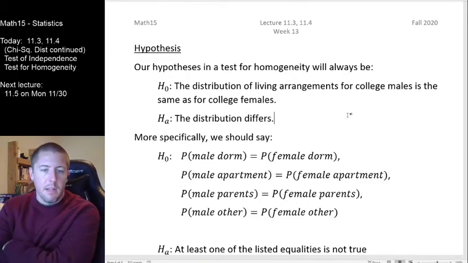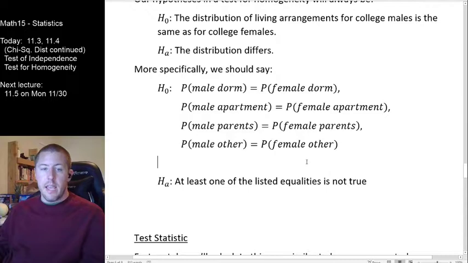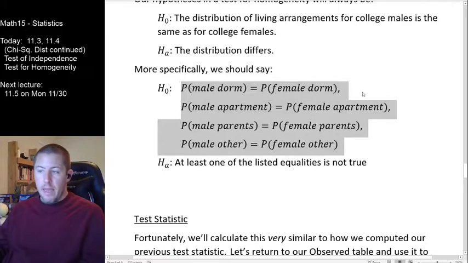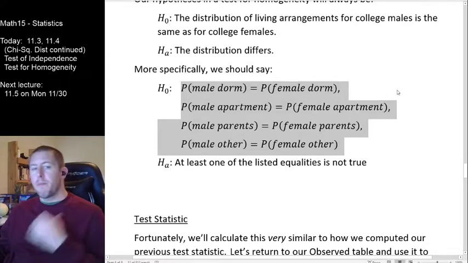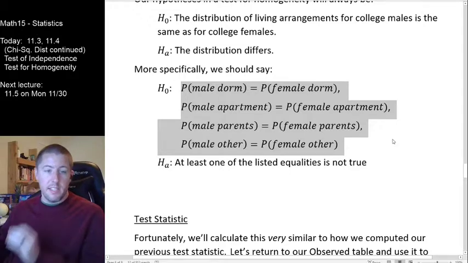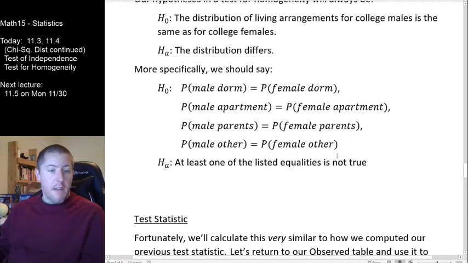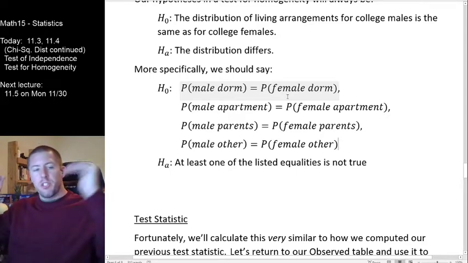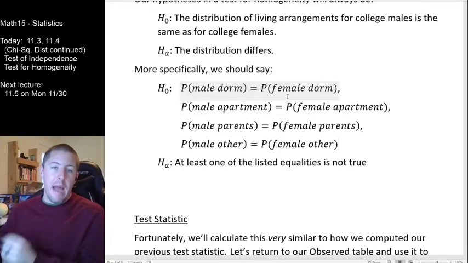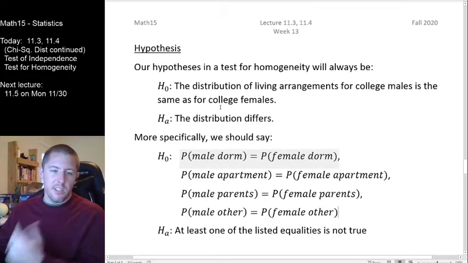To be a little bit more mathematical about this, what's more appropriate for us to say is, here's my slightly more mathy version: the proportion of males in the dorm is equal to the proportion of females in the dorm. The proportion of males in apartments equals the proportion of females in the apartments, and so on. 4 statements for the 4 possible outcomes of the one variable that we collected across the 2 groups. The alternative hypothesis would say at least one of the listed equalities is not true. If one of these is not true, then our distribution does not match because the distribution is the proportions for all of the possible outcomes out there, right? This is our slightly more mathematical way of saying the same thing that we said in words in the grouping up above right here.